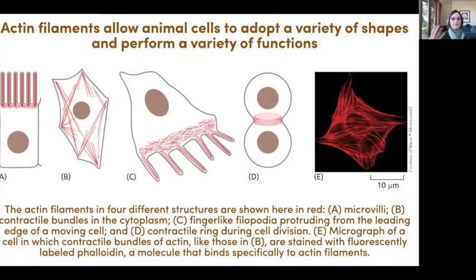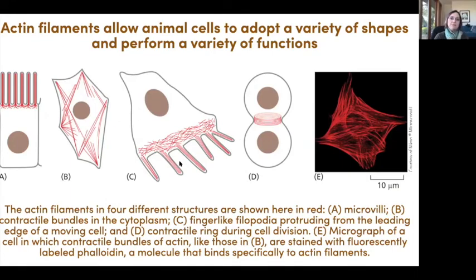So actin is very versatile. It's present in different structures and different cell types. That is also, just like in the case of tubulin, controlled by a wide variety of actin binding proteins that interact with actin and affect how it polymerizes, where it polymerizes, and what else it interacts with.